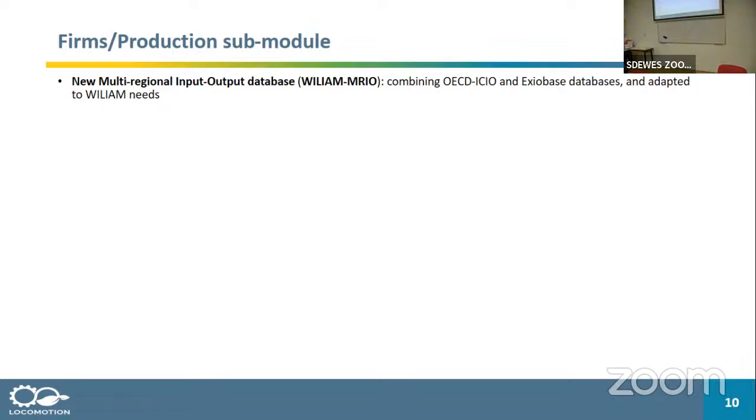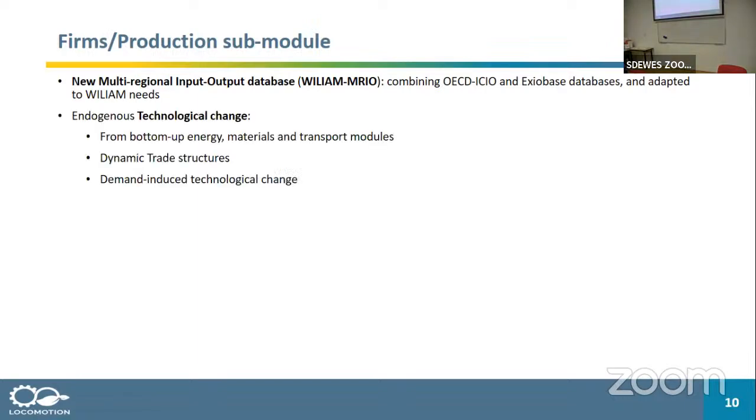So this part is the multi-regional input-output table. To some extent, we have endogenous technological change, especially the one that is coming from the energy, material, and transport modules. So in the core, in the technology of the different sectors, because in order to produce, the sectors use different types of inputs. People from input-output already know this. But this technology changes over time. And especially in our case, we are very interested in how the use of energy changes over time. And this is something that comes from bottom up.